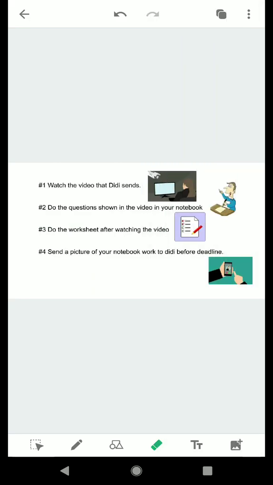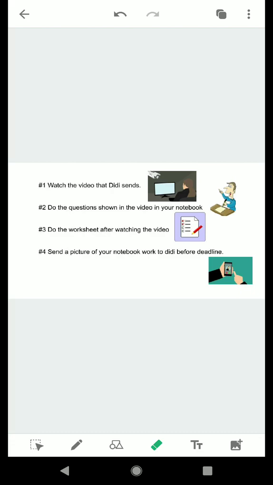We're all going to follow 4 steps every day to make sure we are on task. Step number 1, we will watch the video that Didi sends. Okay, just like how we're watching this video, we will watch every video that Didi sends. Step number 2, we will do the questions shown in video in our notebook. So in this video also, you will get some questions to practice. You will do them in your notebook.